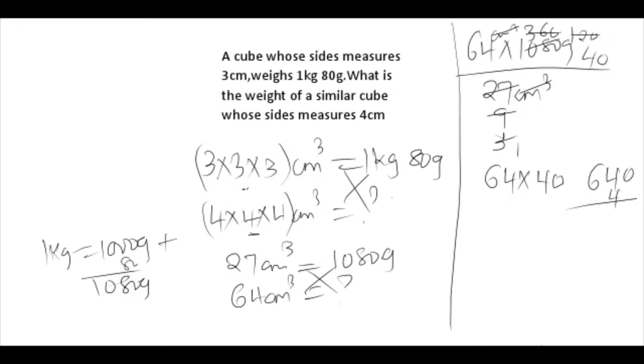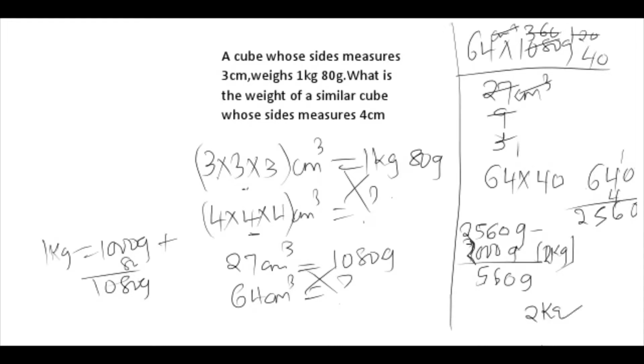So we have 4 times 4 is 16, carry 1. 4 times 6 is 24, plus 1 is 25. So we have 2560 grams. So 2560 grams, we are going to convert into kilograms and grams. So we have to subtract 1000, minus 1000 grams gives us 1560. So we have 1 kg and 560 grams. So our answer, in fact, it is minus 2000, not 1000, sorry. So minus 2000 gives us 2 kgs and 560 grams. So our answer is 2 kgs, 560 grams. That is the mass of a cube with sides 4 centimeters.